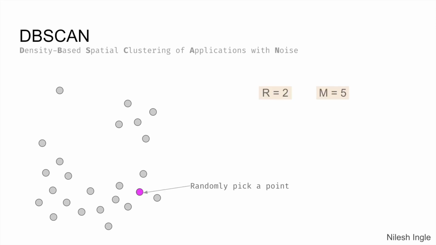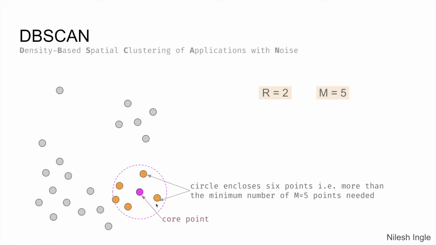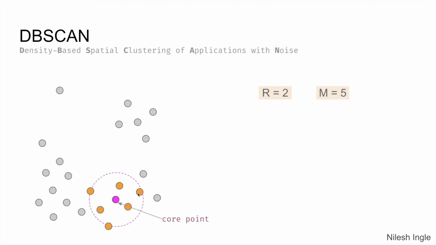So let's say we have r equal to 2 and m equal to 5. We randomly pick one data point. If we draw a circle around that data point with a radius of 2, then what we want to do is count how many data points are within that circle. We are looking for 5 points, and here we have 5 points, including the point in the center. So we can say that this particular point in magenta is a core data point. Next we move.